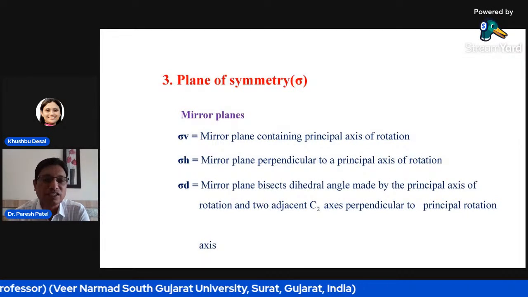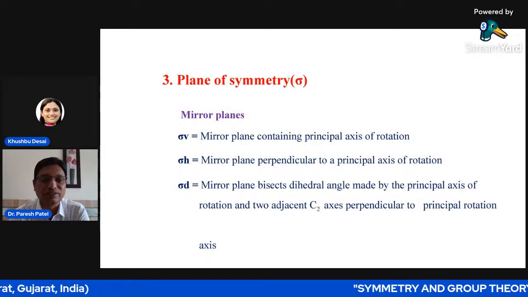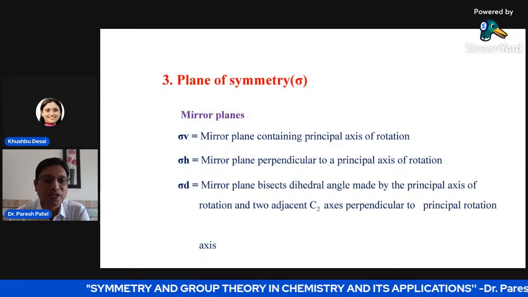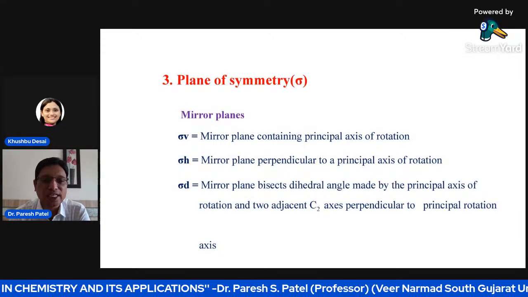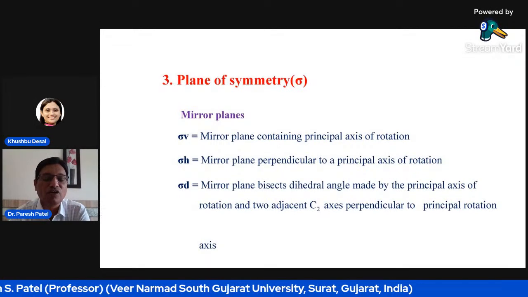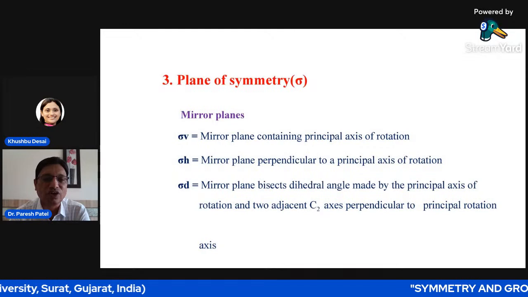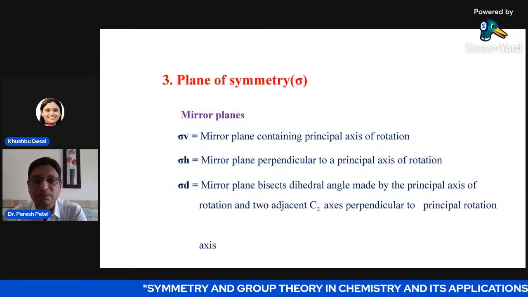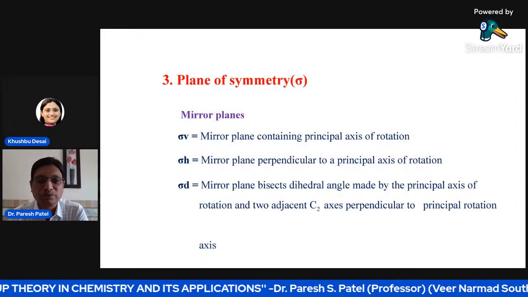Now, the plane of symmetry can be classified into three categories. The first one is a mirror containing the principal axis of rotation. It means if the plane is parallel to the main principal axis, it is known as a vertical plane of symmetry. Now, what is a vertical plane of symmetry? If the plane is parallel to the main principal axis, this type of plane of symmetry is recognized as a vertical plane of symmetry. The second type of plane of symmetry is the horizontal plane of symmetry. If the plane is perpendicular to the main principal axis, that type of plane of symmetry is recognized as a horizontal plane of symmetry.